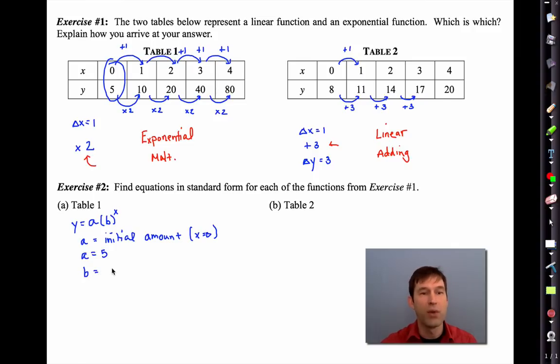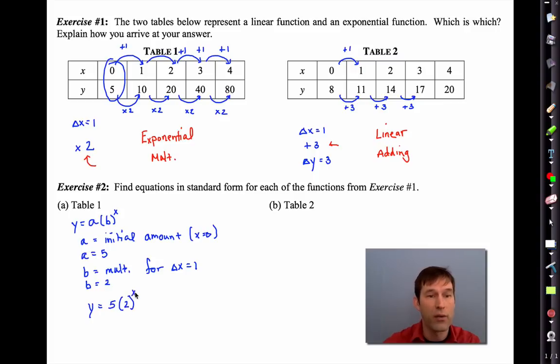Now b is the multiplier, and this is key, for a delta x of 1. Honestly, if delta x was more than 1, if delta x was 2, 5, 1/2, anything else, this would be pretty challenging. Figuring out what we multiply, we always want to bring it back to what we multiply per delta x of 1. You're going to deal a lot more with those types of manipulations in Algebra 2, and you're going to get a lot better at them. But for right now, we're going to keep delta x of 1. The beautiful thing is, again, here it's very simple. b is equal to 2. So our equation is simply 5, what we're starting with, times 2, our multiplier, raised to the x.